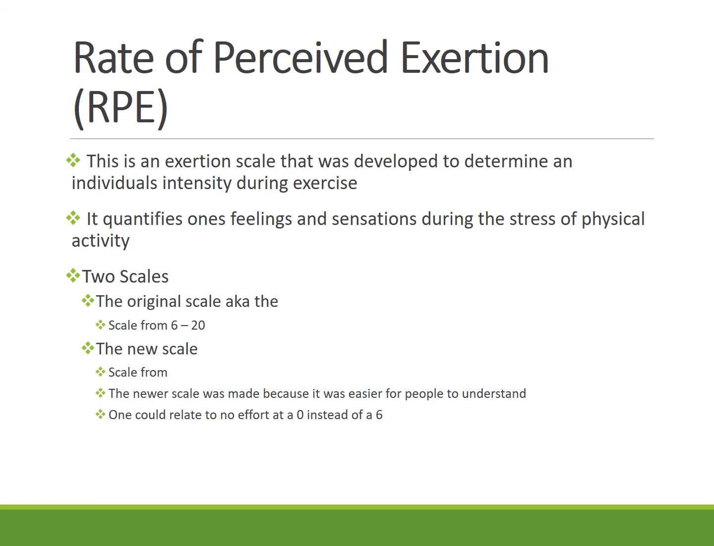So you also want to measure the rate of perceived exertion, and this is an exertion scale that was developed to determine an individual's intensity during exercise. So it quantifies one's feelings and sensations during the stress of physical activity. So there's two scales, the original or the Borg scale, which goes from 6 to 20, and then they have the new scale, and that's from 0 to 10. That's a modification of the Borg. Basically, people were having a hard time identifying a 6 as no effort at all. So they changed the new scale to start at 0.